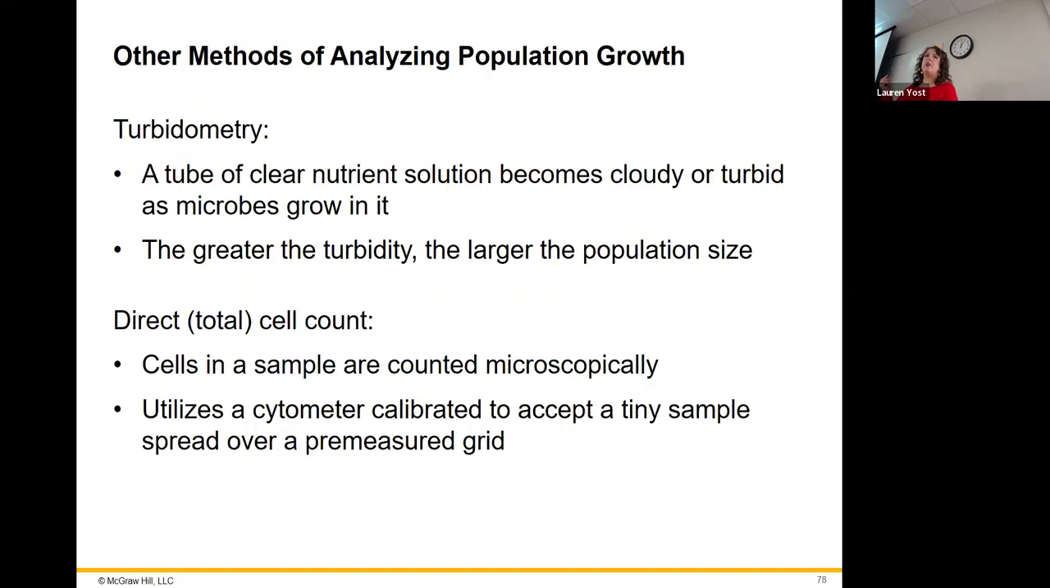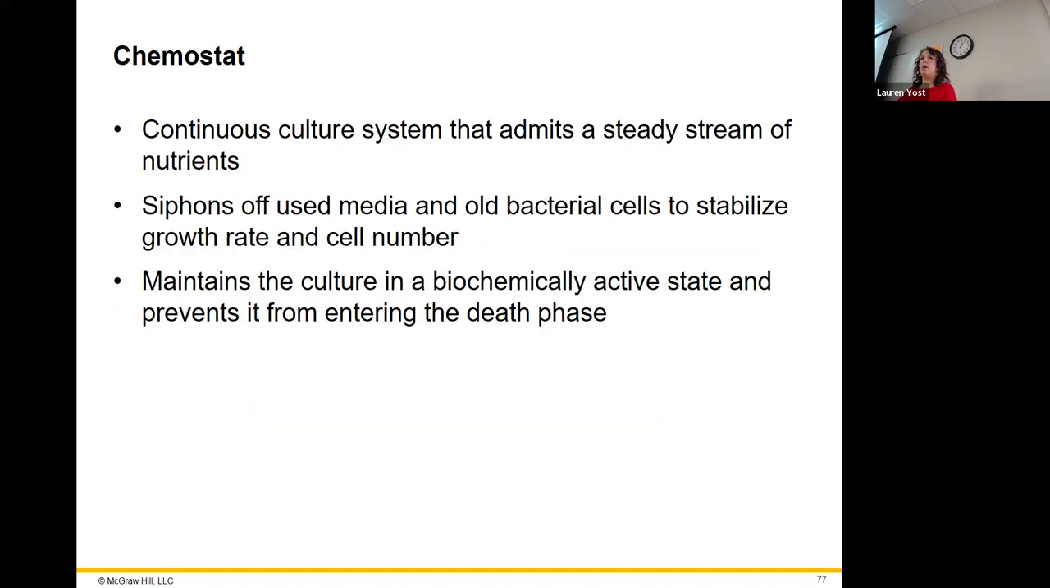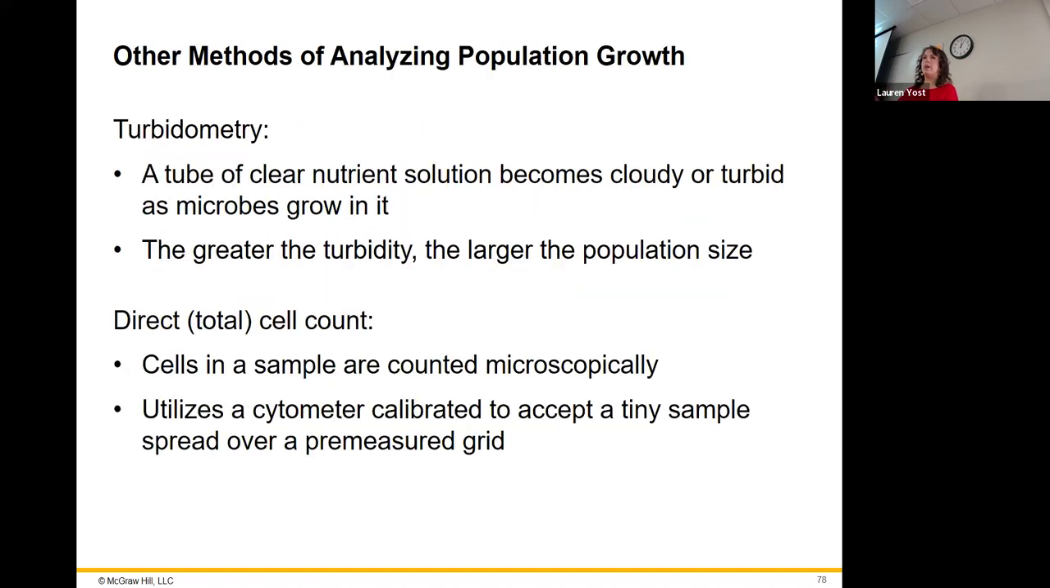If you need to grow bacteria continuously, the thing that you would use is called a chemostat. A chemostat just constantly keeps new media circulating. Otherwise, you can look at the population by turbidometry, literally looking at how cloudy it is. You guys have seen how it gets cloudy when it grows. We can measure that cloudiness and determine the population size from that.